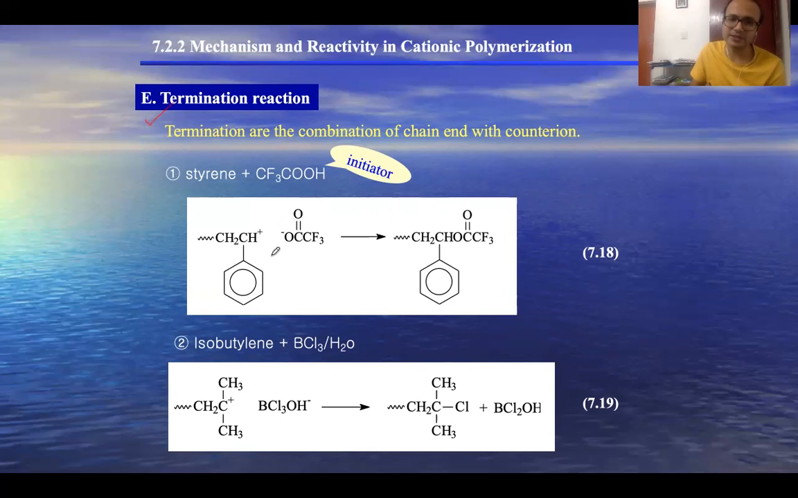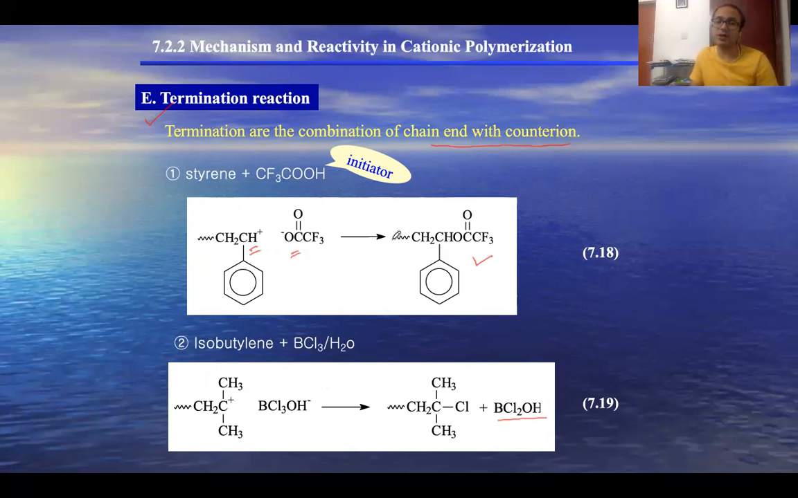Termination is basically the propagating chain reacting with the counterion to form a covalent bond and thereby getting terminated. Or if you are using some Lewis acids like this, they actually react with the Cl to form this kind of termination. In the process, they form a Lewis acid like this. So this is just a combination of the chain end with the counterion.